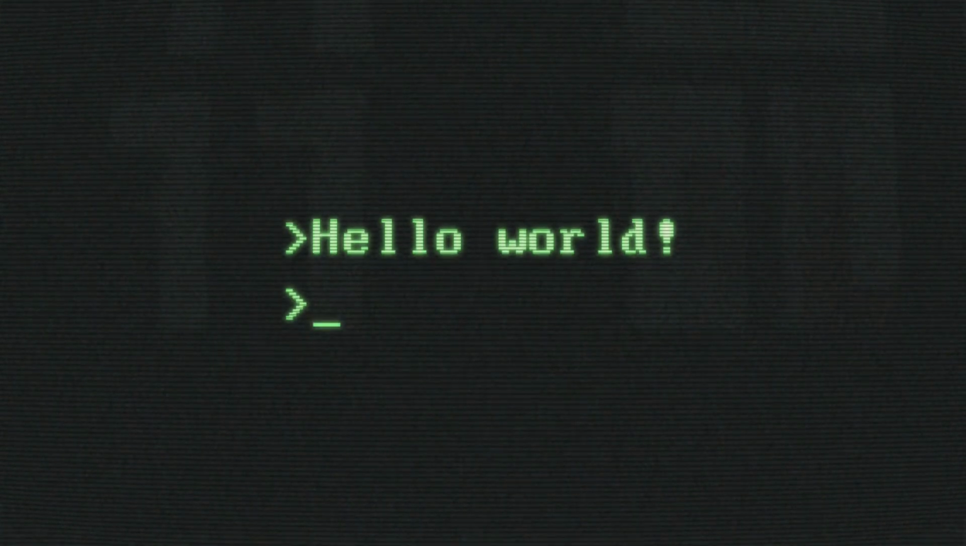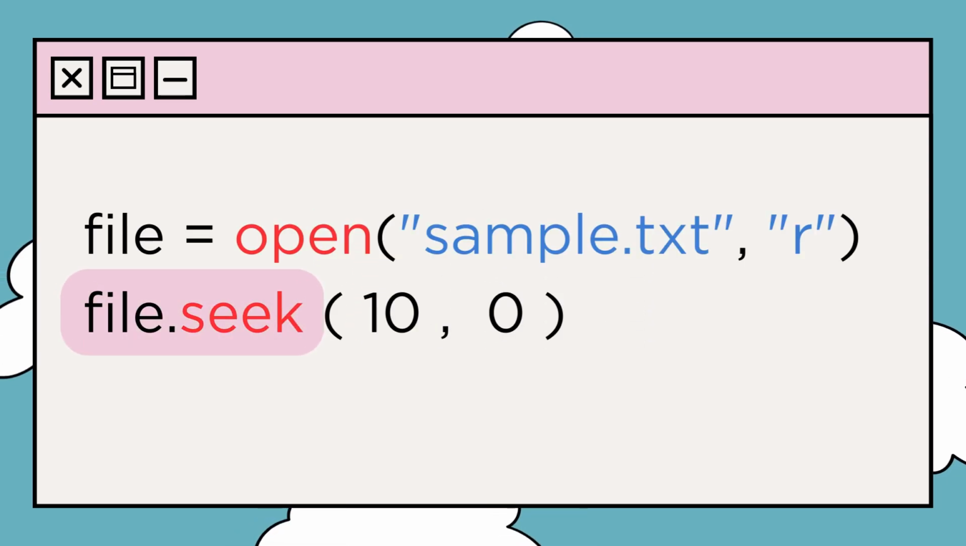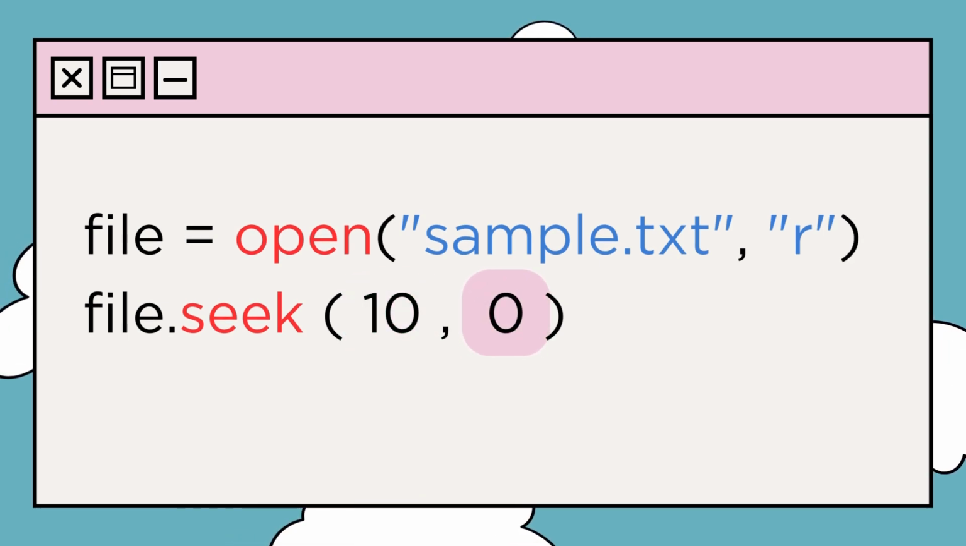To set the position, for example, 10 bytes from the beginning of the file, we use the file.seek function and pass the first argument, 10, which represents the offset. It tells Python how many bytes we want to move within the file, and then the second argument, 0, which represents the reference point. In this scenario, 0 signifies the beginning of the file. So, we're instructing Python to move our current position to 10 bytes from the start of the file.